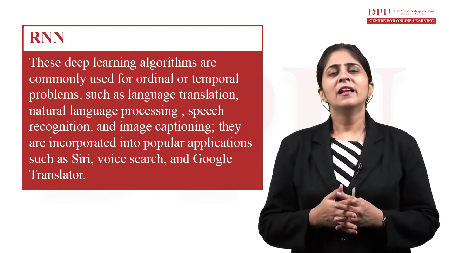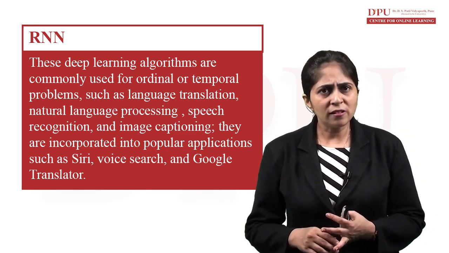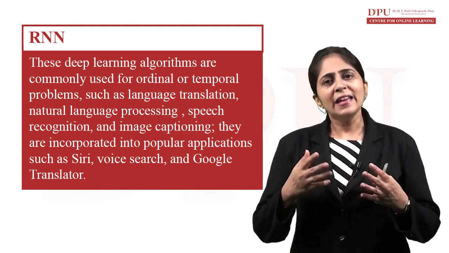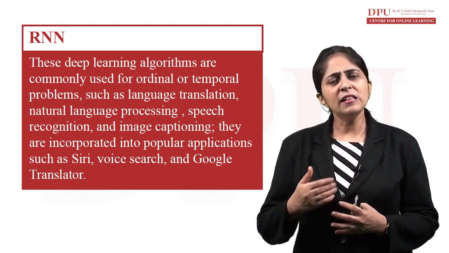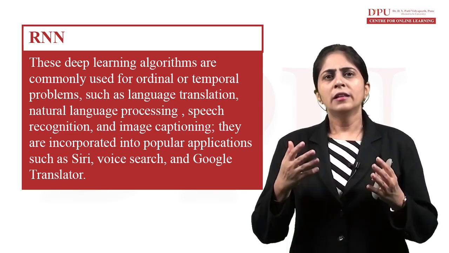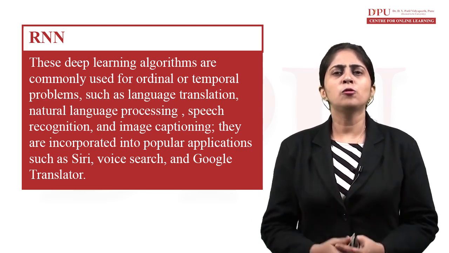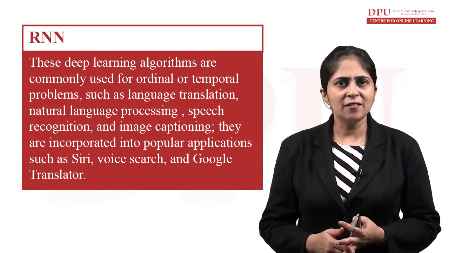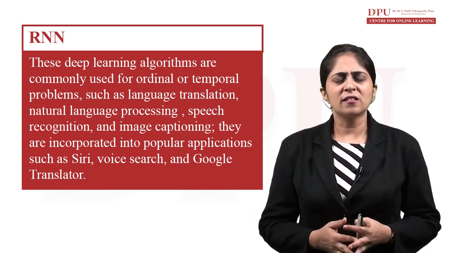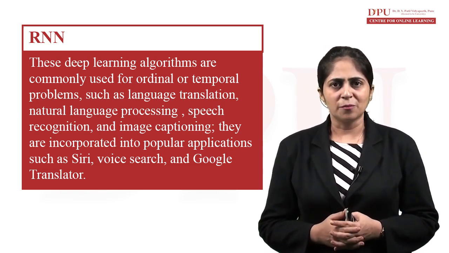These deep learning algorithms are commonly used for ordinal or temporal problems. Like what? Like for language translation, for natural language processing, for the purpose of speech recognition, image captioning. So, in all these applications, we can use these types of algorithms. They are incorporated into many popular applications that we are using nowadays, like Siri, Alexa, the Google Translator, the voice searches. Everywhere we are using these types of algorithms.